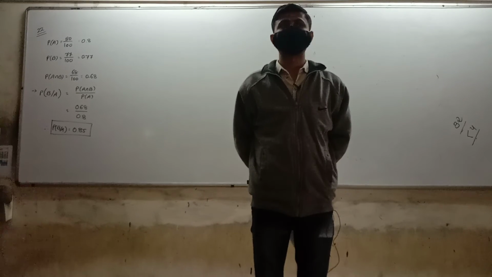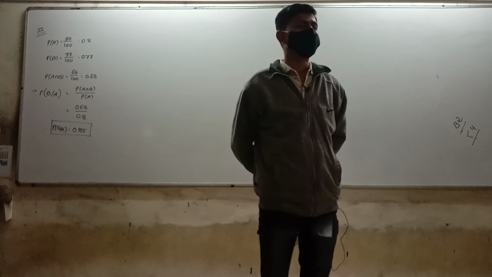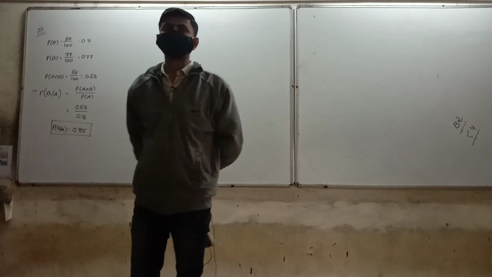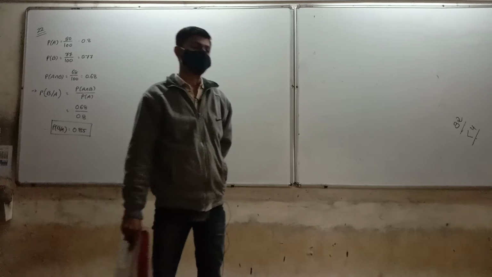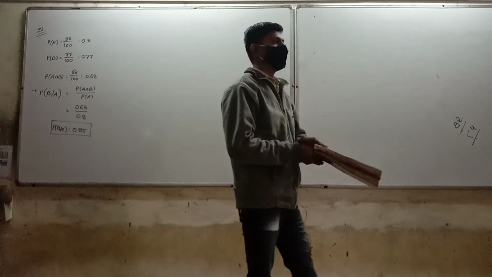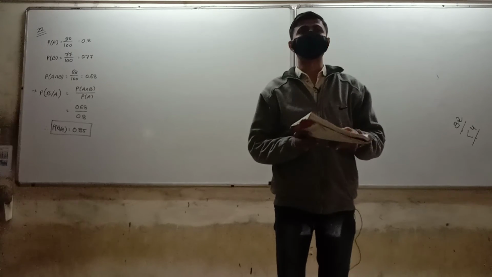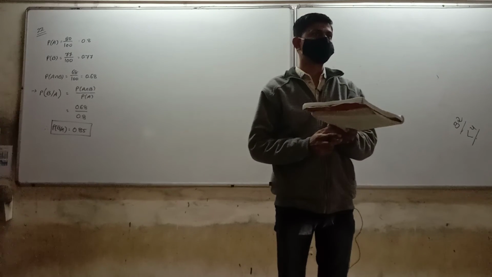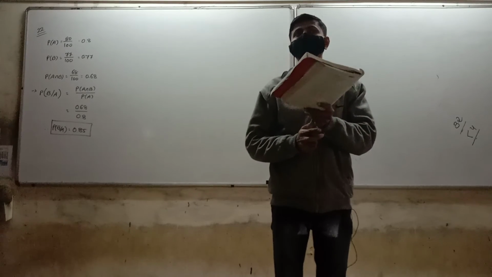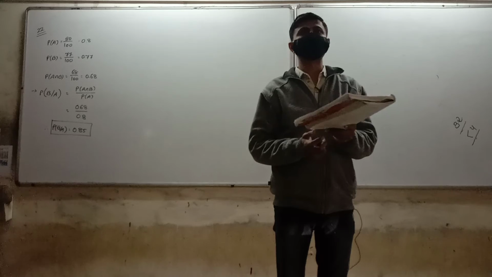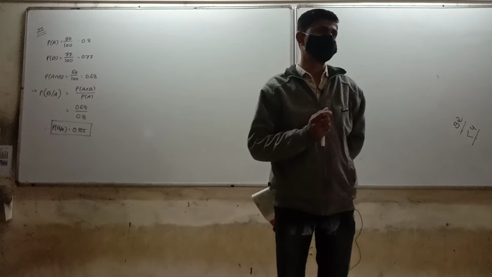अब आंसर आप 2 तरीके से फाइंड कर सकते हैं. एक जो लॉ ऑफ एडिशन की फॉर्मूला है, P of A प्लस P of B प्लस P of C माइनस P of A इंटरसेक्शन B माइनस P of B इंटरसेक्शन C माइनस P of A इंटरसेक्शन C प्लस P of A इंटरसेक्शन B इंटरसेक्शन C.